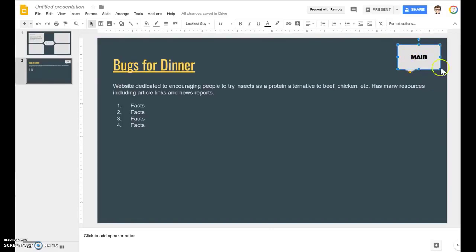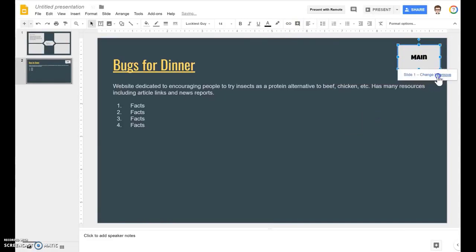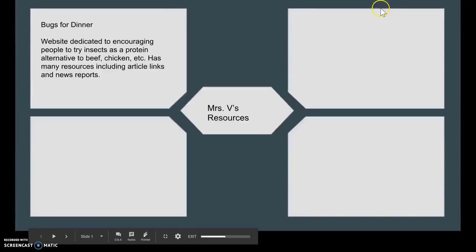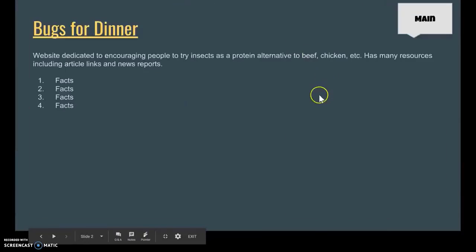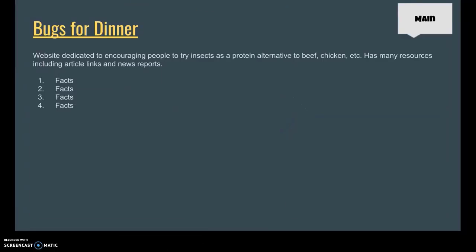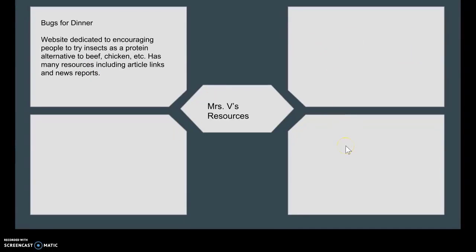So while my call out is selected, I'm going to link it back to slide 1, apply. So now, okay, I'm here. If I'm in presentation mode, click here, it's going to take me to Bugs for Dinner. I come here, it takes me back. Bugs for Dinner, back. Okay, and you're going to do this for each one of your slides.